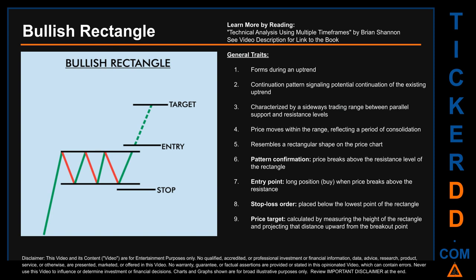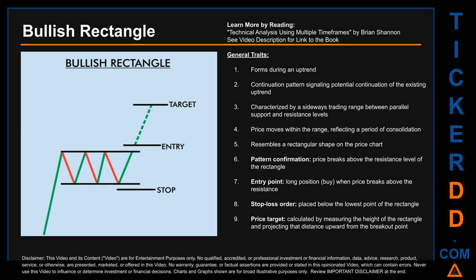Consolidation. Within the rectangle, the price moves sideways, bouncing between the support and resistance levels, as the market participants take a pause before deciding on the next move. Breakout. The breakout occurs when the price moves above the resistance level, signaling a continuation of the uptrend. This breakout serves as an entry point for traders who anticipate a further rise in the price.